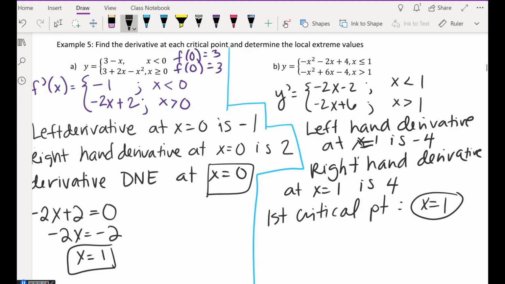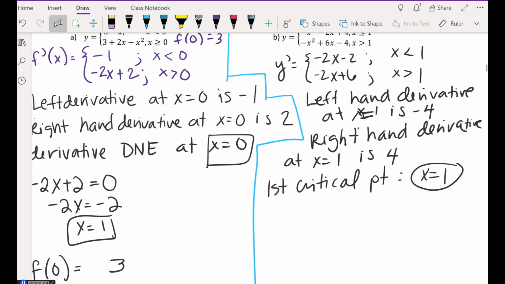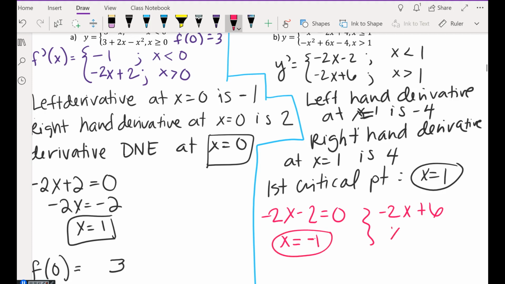Are there others? How many more? 2 more. I'm going to take the first piece and set it equal to 0, and then the second piece and set it equal to 0. For the first piece, what did you end up with? Negative 1, so there's 1 more. Second piece, x is 3. So you got 3 critical points all together.